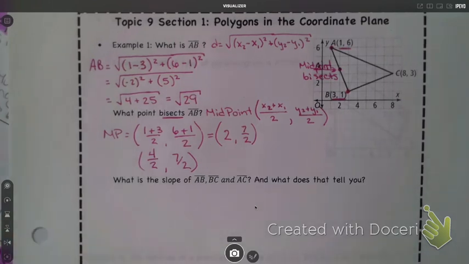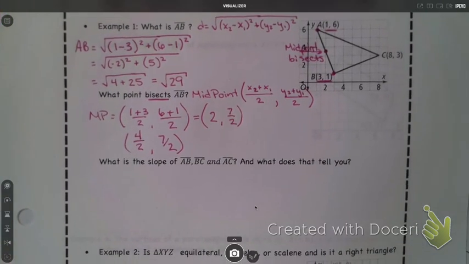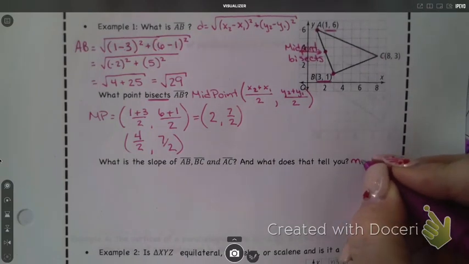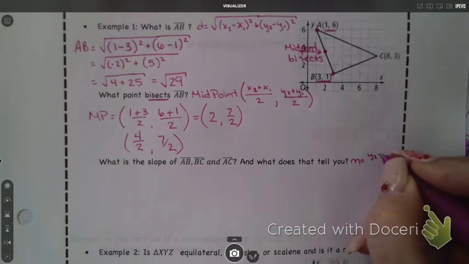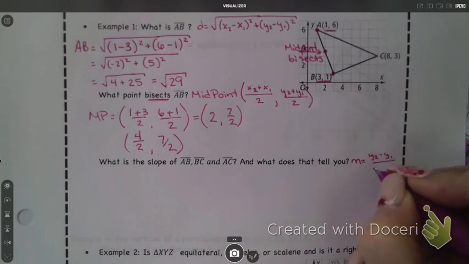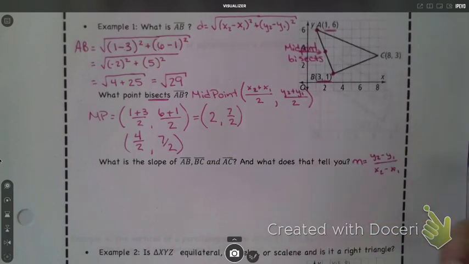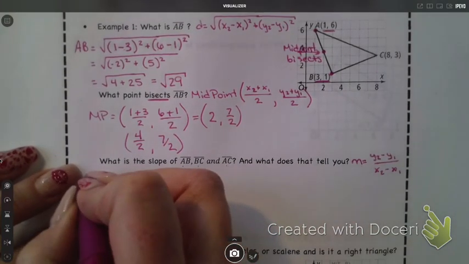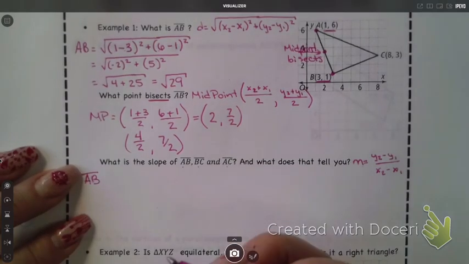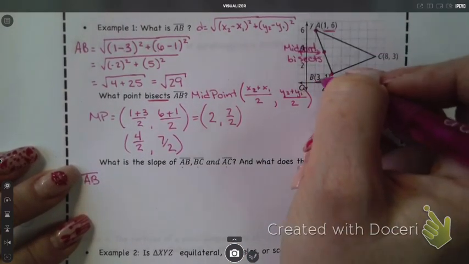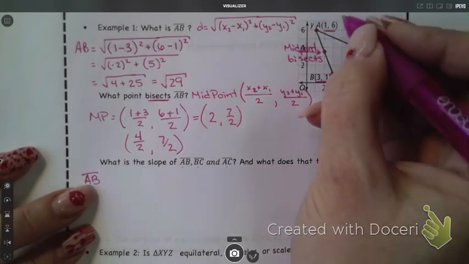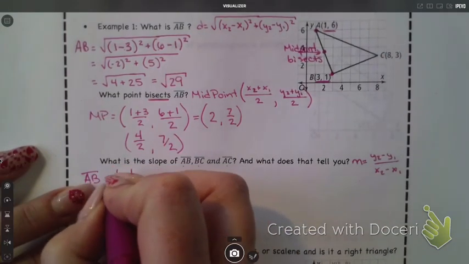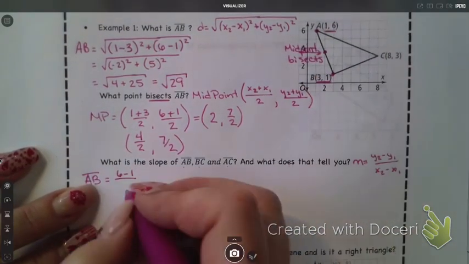Now the next one, it says, what is the slope? So what is the slope formula? Rise over run. That's not the formula. That's what, y2 minus y1 over x2 minus x1. So we need to do AB, BC, and AC. So AB, and we're using 1 and 6 and 3 and 1. So I'm just using A for the first one. So it's 6 minus 1, right? Over 1 minus 3.